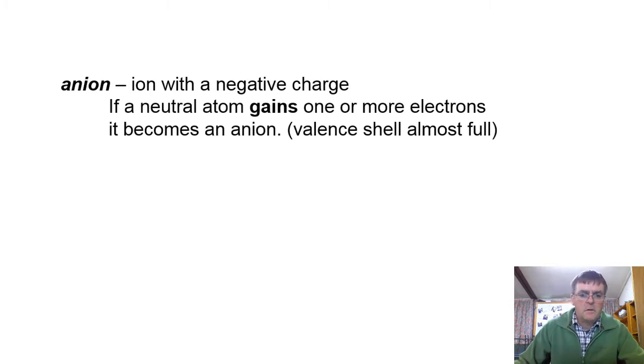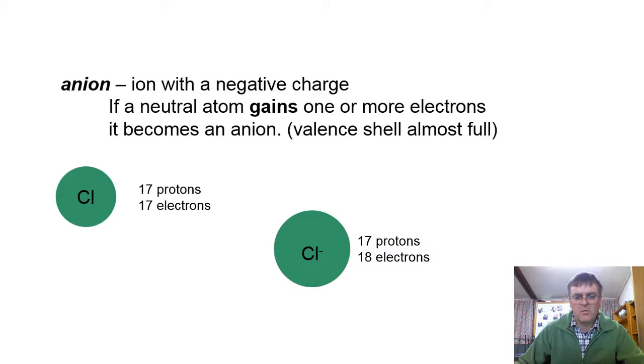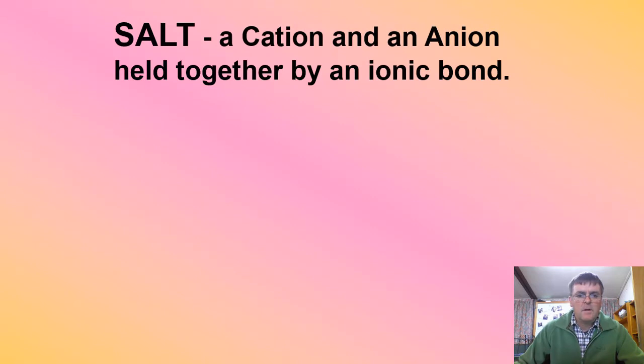An anion, okay, if it gains 1 or more electrons and becomes an anion, its valence shell is almost full. These are things towards the right hand side of the table. So for example, chlorine, 17 protons, 17 electrons. It's 1 away from having a full outside shell, so it's going to gain 1 and become a negative charge, because electrons are negative, of course, so extra means negative. And then we get things called a salt. Okay, a cation and an anion held together by what's called an ionic bond. We've got ions that are being formed, and they hold themselves together by what's called an ionic bond.